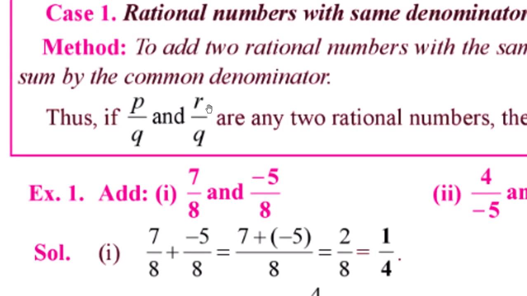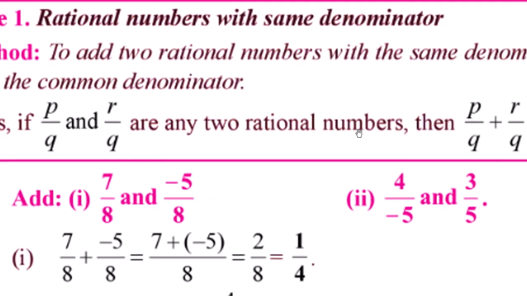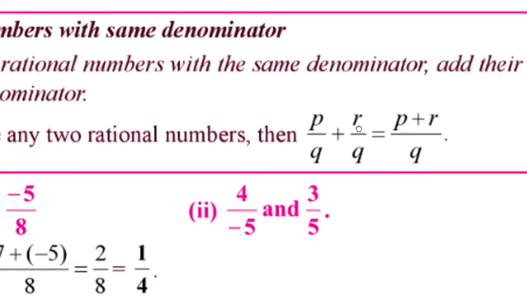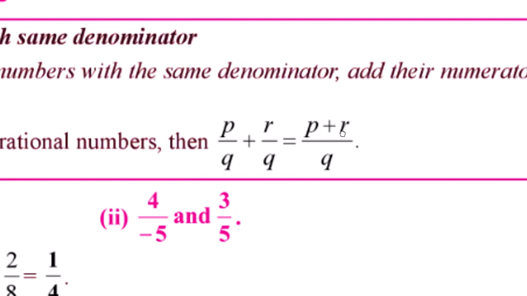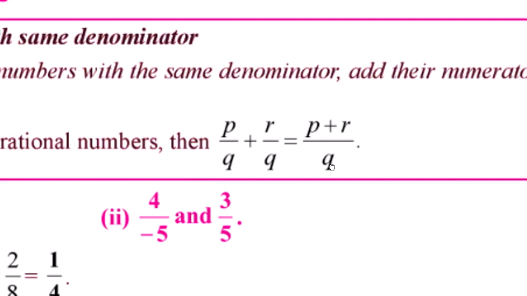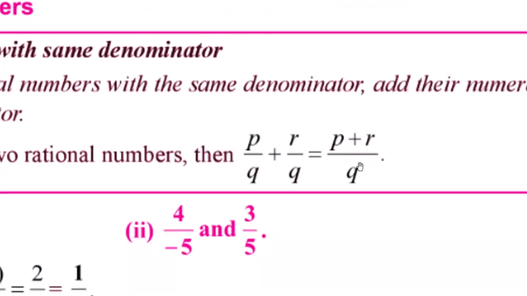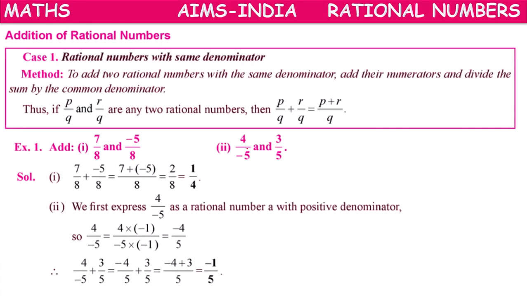So if p by q and r by q are any two rational numbers, what is their sum, children? p plus r by q. p plus r means the sum of numerators, by q, the common denominator. This is applicable when the rational numbers have the same denominator. Then also we can follow this method.